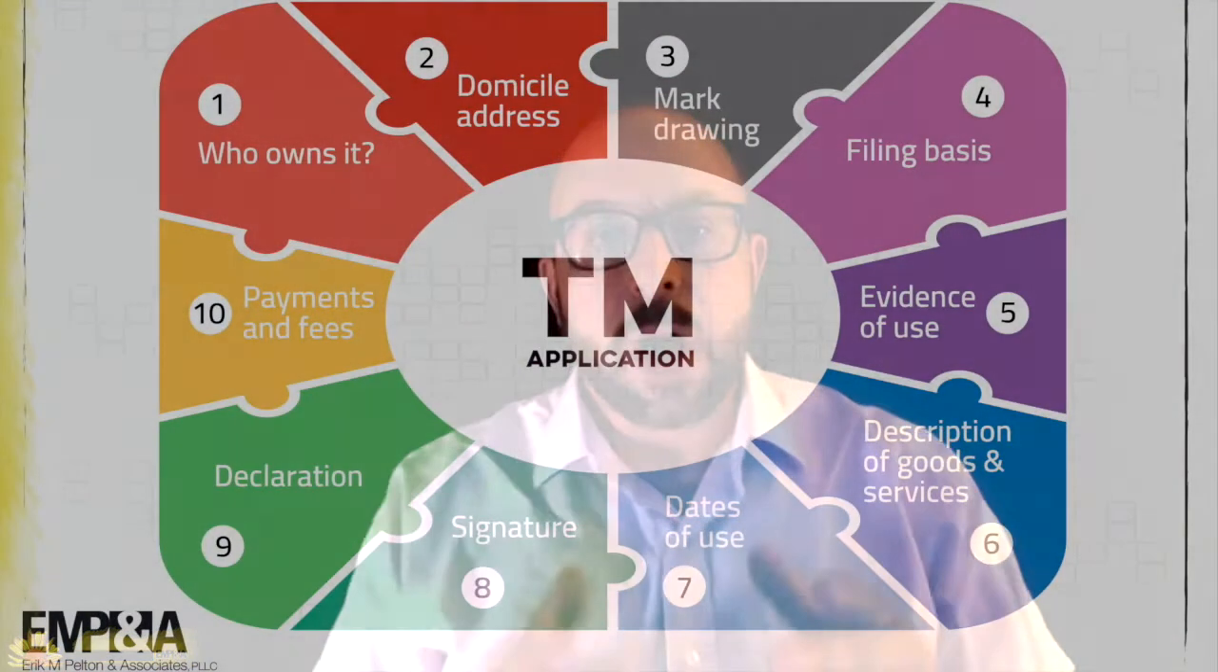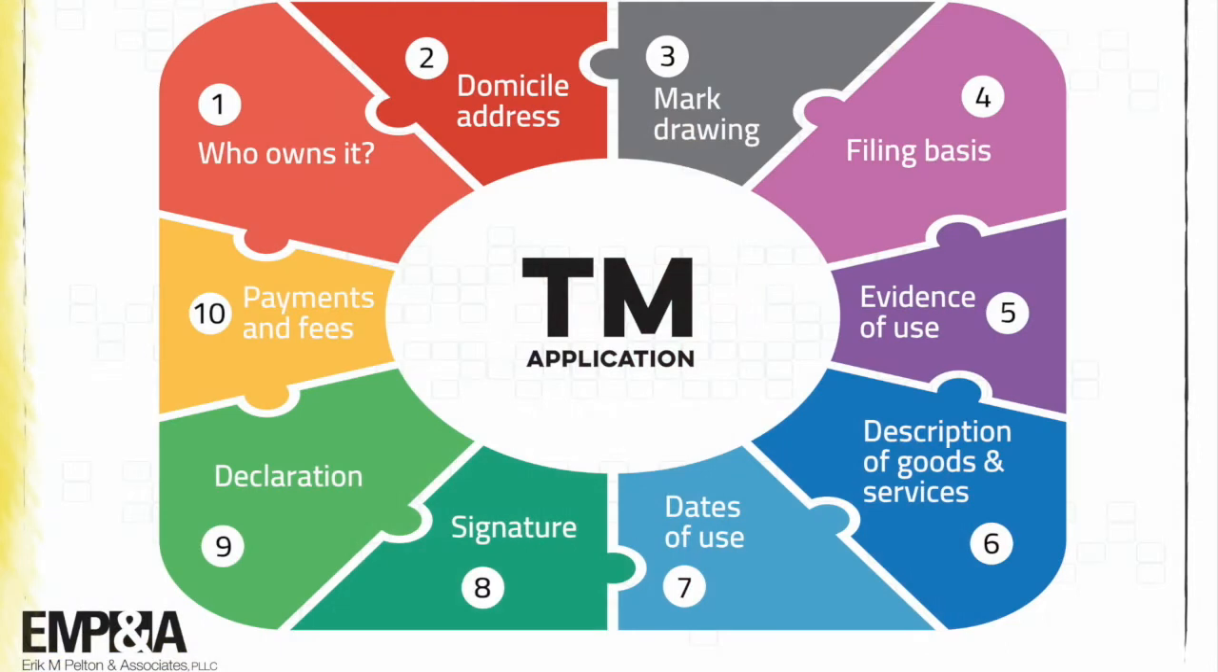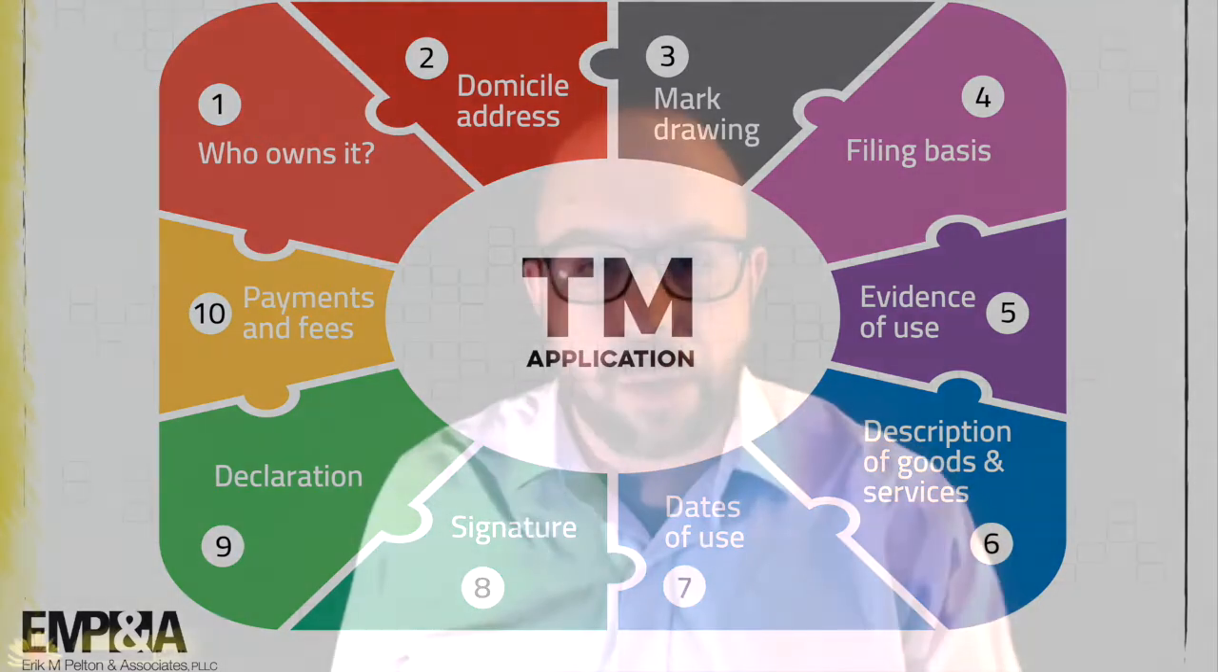Dates of use, another important element of an application. The correspondence address, not always the same as the owner's address. Is there an attorney? Is there some other correspondence? Again, another element. The declaration: knowing what the declaration states, the veracity of the things, and a proper signature on the declaration and a proper signature on the application.